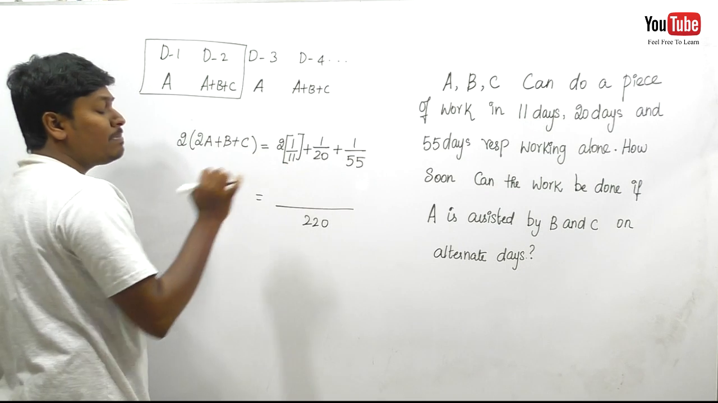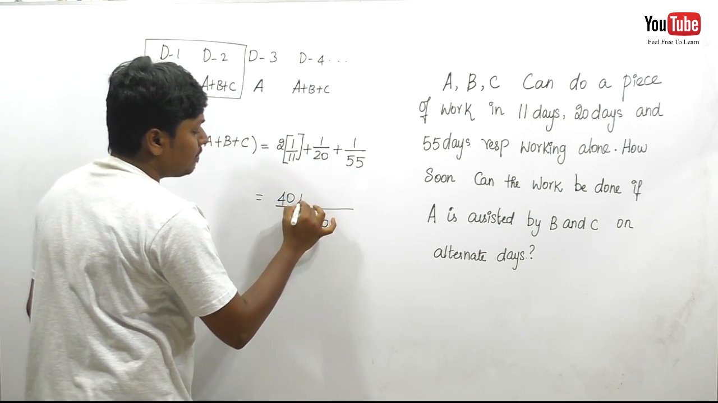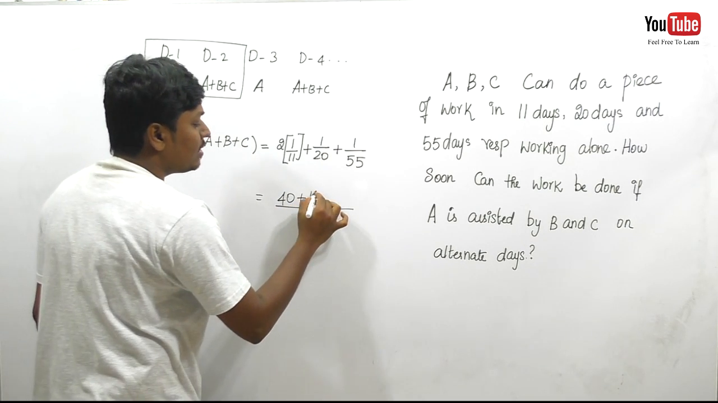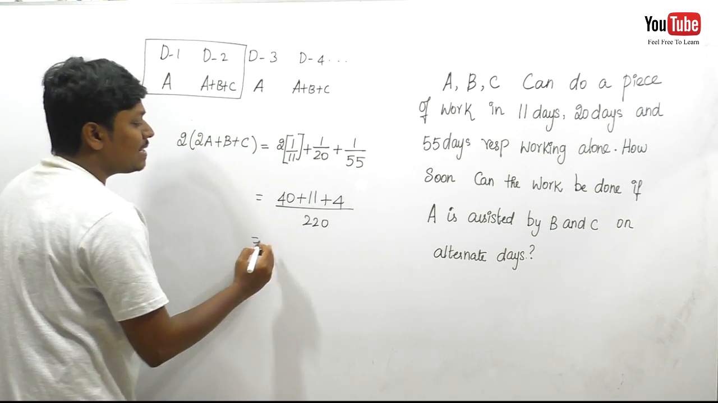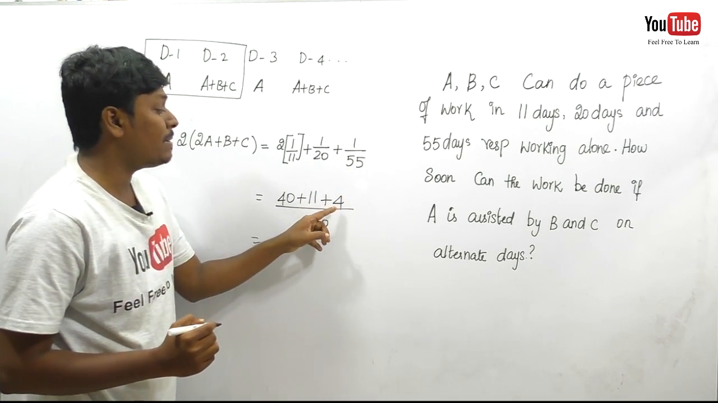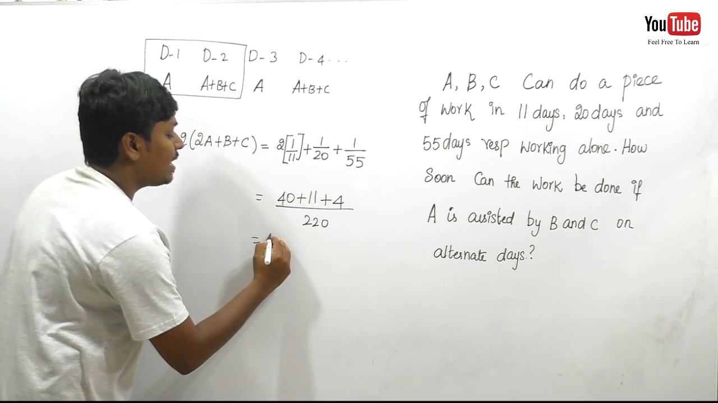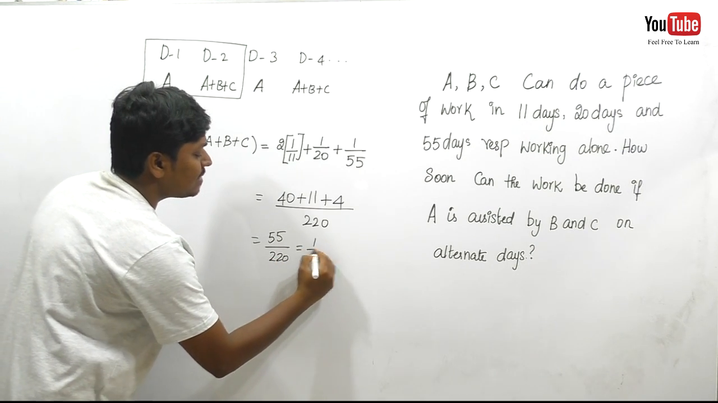So we need to multiply this by 20, right? So when we multiply 2, it becomes 40 plus. So 20 here it is. So we need to multiply by 11. So here it is 11 plus 55 into 4. So here it is 4. So I can say that 11 plus 4 will be 15. So 15 plus 40 will be 55. So I can write this as 55 divided by 220. So when we cancel, that is 1 by 4.